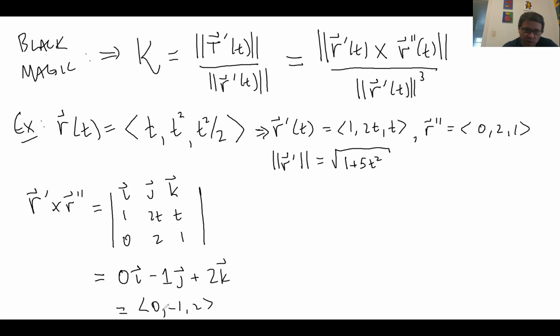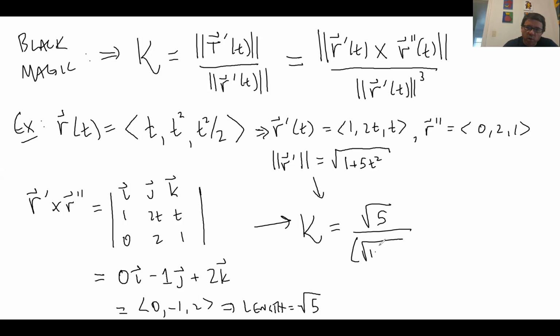On some people's homework, you were like, 0i goes in here, but don't do that. It's either 0i by itself or 0 in the component. So if you put that together with this, the curvature is just going to be the length of r prime cross r double prime. So find the length of that vector there. Square root of each thing squared, so 0, 1, and 4. So that makes it square root 5. So the top is square root 5, and the bottom is the square root of 1 plus 5t squared, to the 3/2. So that's the curvature formula.